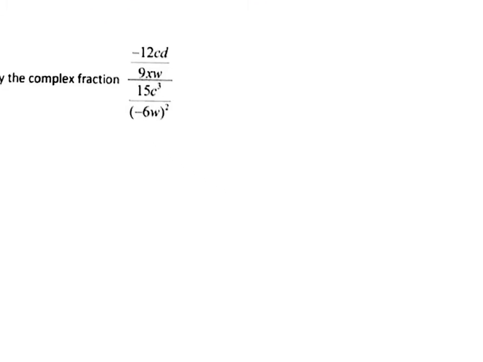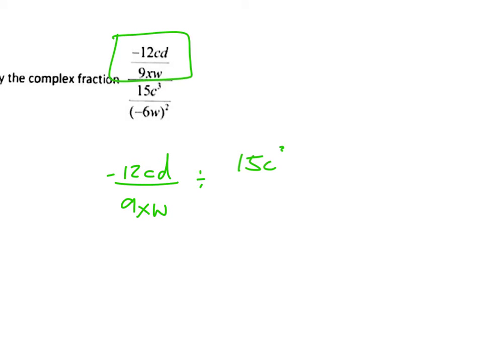Number 28, just because it's a fraction and a fraction, don't let it scare you. We're just going to rewrite it here. So I have negative 12CD over 9XW divided by 15C cubed over negative 6W squared. This is probably the form we've seen more frequently. If we change this to multiplication, we need to multiply by the reciprocal. So change this to multiplication, flip the right side, and then you'll be able to simplify it and solve it out.